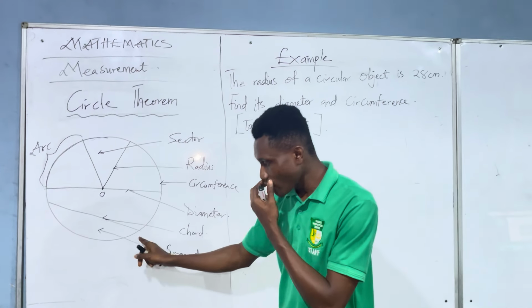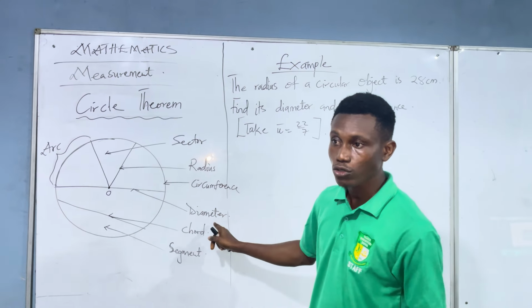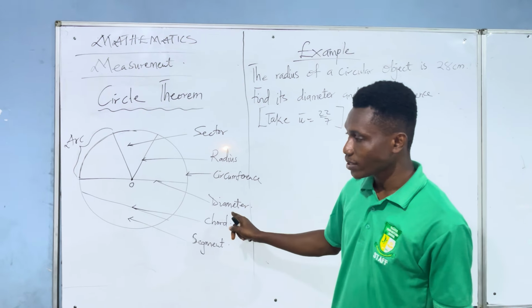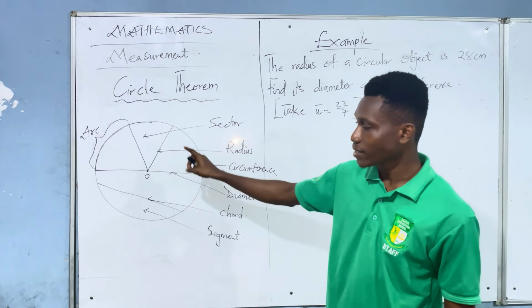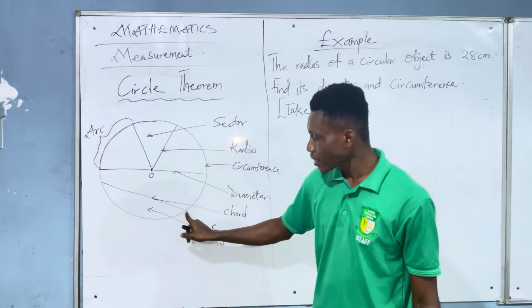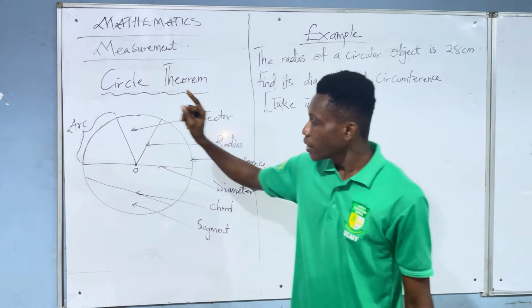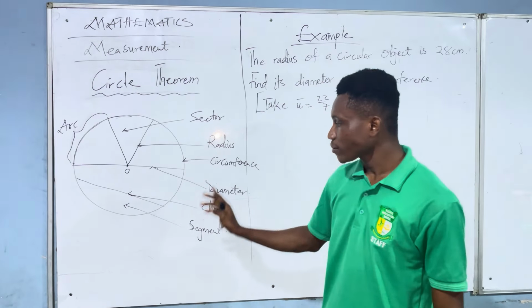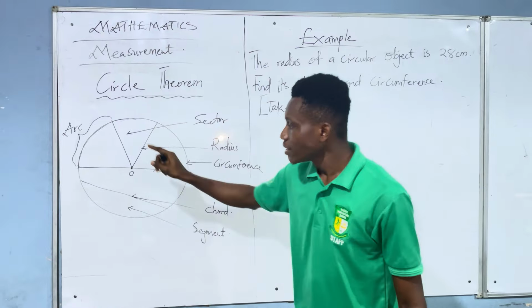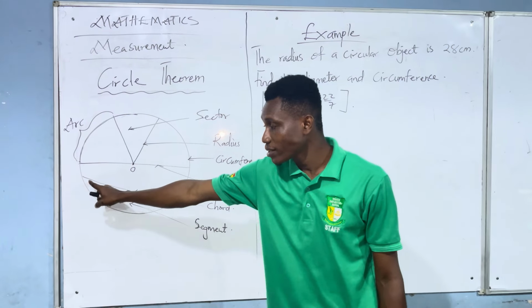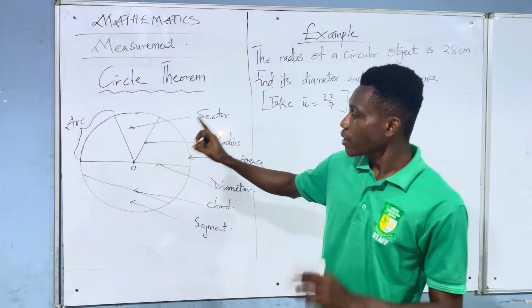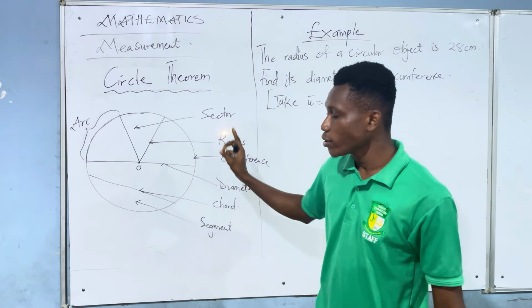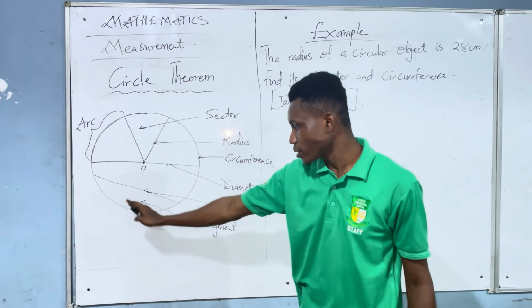Okay, so we also have a chord, and mind you, the diameter is also a chord. It is the biggest chord you can get in a circle. Now we have other chords, and a chord is any line that touches the circumference on two sides, or it joins 2 points on a circumference. Let's put it that way.